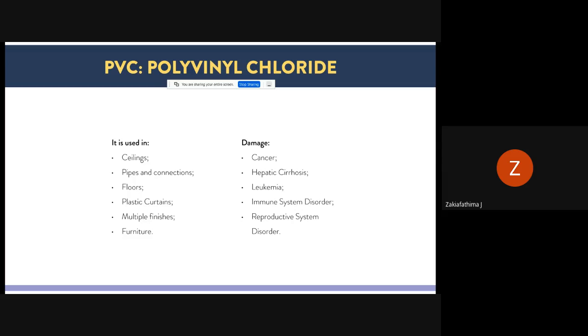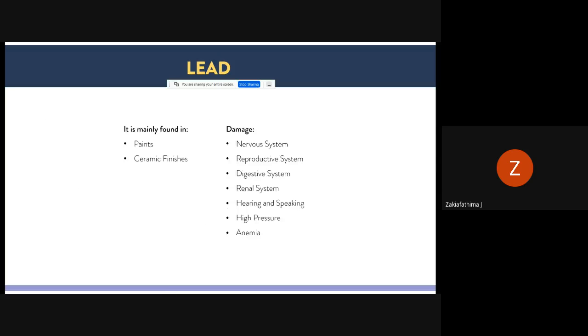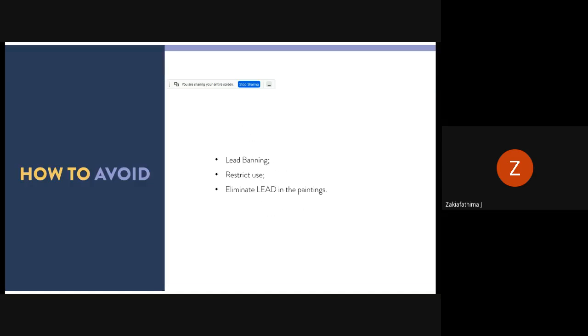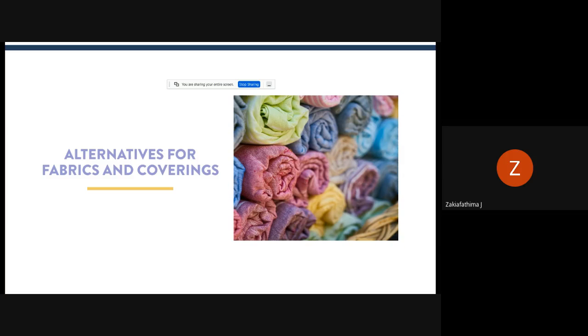And then you have PVC, and even PVC is very commonly used everywhere. Please try to avoid PVC in your design as much as possible. Lead, again, that's something that needs to be avoided. Alternatives for paints and varnishes, what you can use in the place of that, fabrics and coverings.